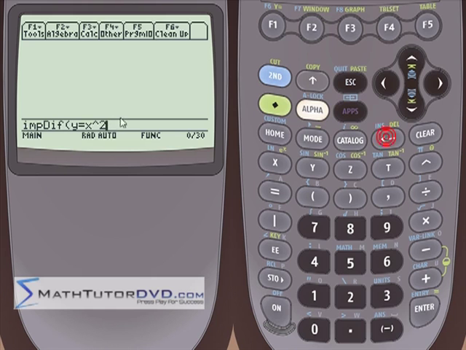Now, one thing you need to add after you put the function here with the equal sign: you have to put the independent variable, which is x, and the dependent variable, which is y. This is basically telling the calculator to implicitly differentiate this function. We're trying to find dy dx, the derivative of y with respect to x. The independent variable is x.